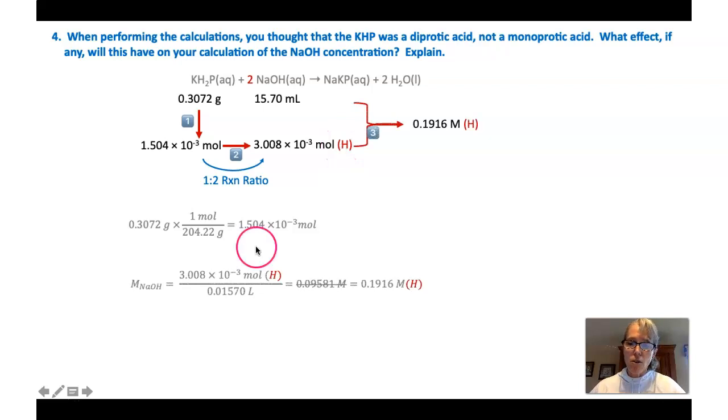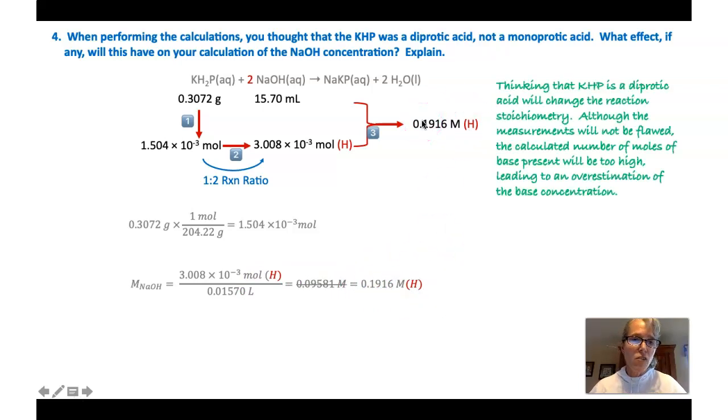Okay, let's think that through. When we calculate molarity, our numerator is too big, which means our final answer will be too big, and we will get an overestimation of the sodium hydroxide concentration.